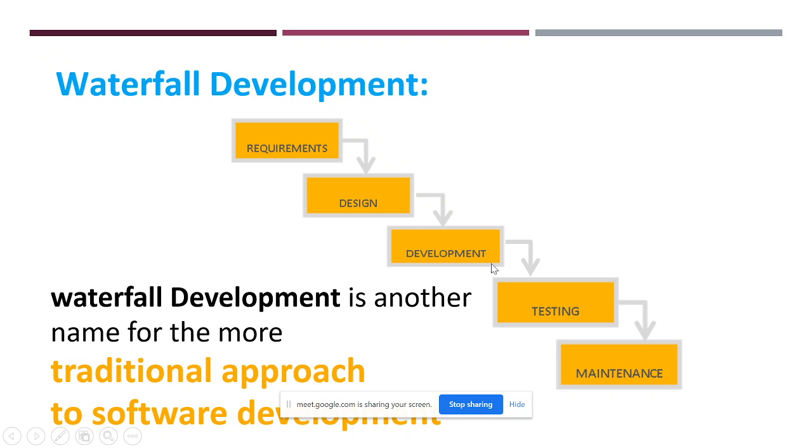So in the waterfall model, this is the process. Initially, what we do is the requirement gathering phase, right? The business analyst or that entire team will collect those requirements from the client.